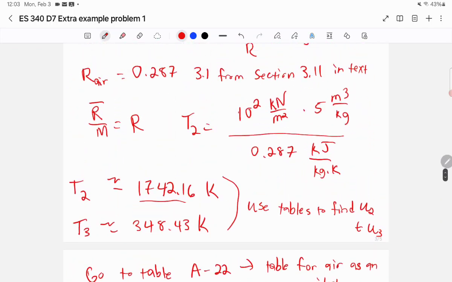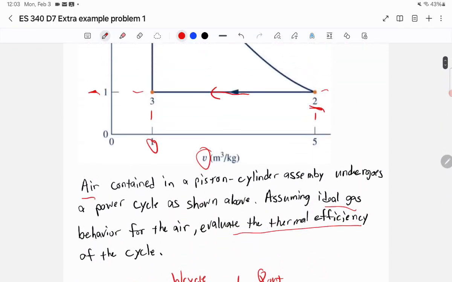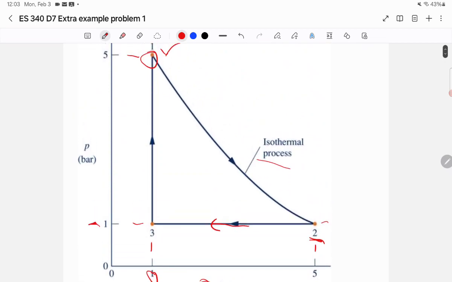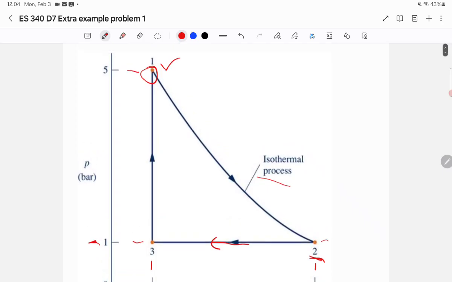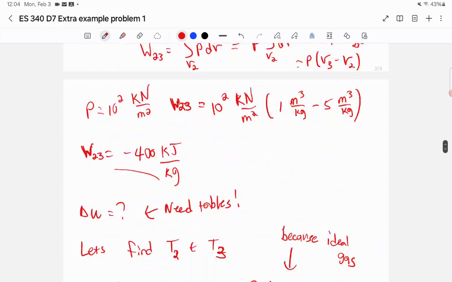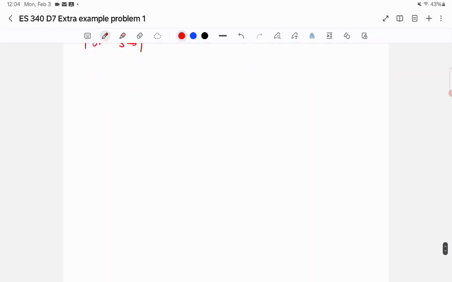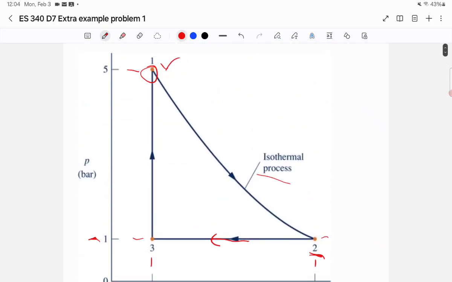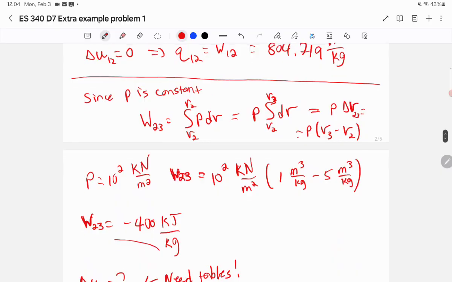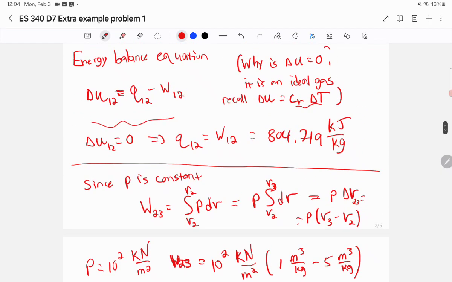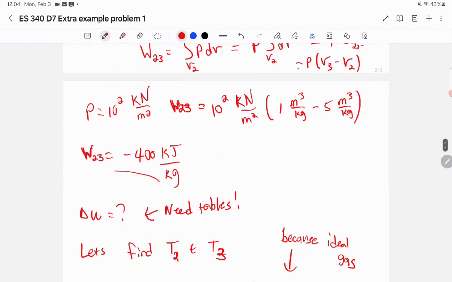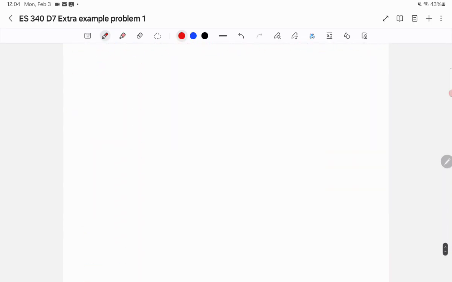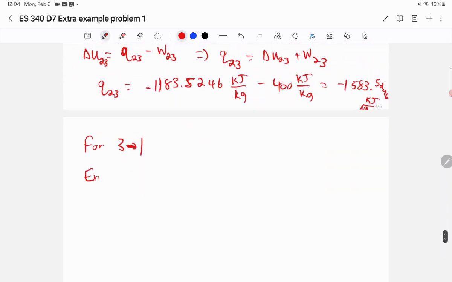And then for 3 to 1, okay, going from 3 to 1, notice that the volume does not change. So immediately you should be thinking, if the volume does not change, there can't be any work there. But it's not constant temperature, right? It's not an isothermal process. So that means that we can't make delta U equal to 0 again. That's not going to work.